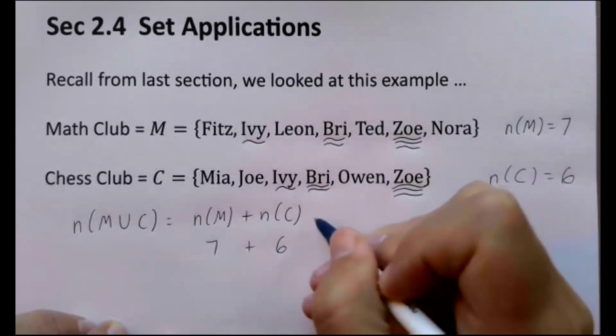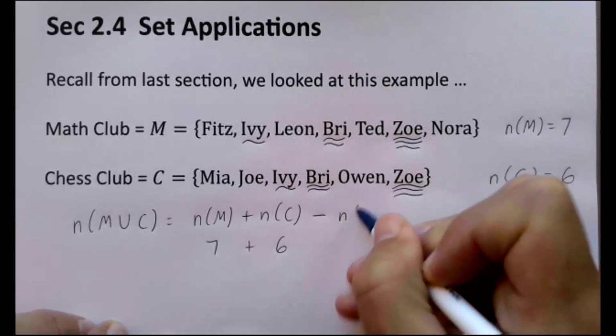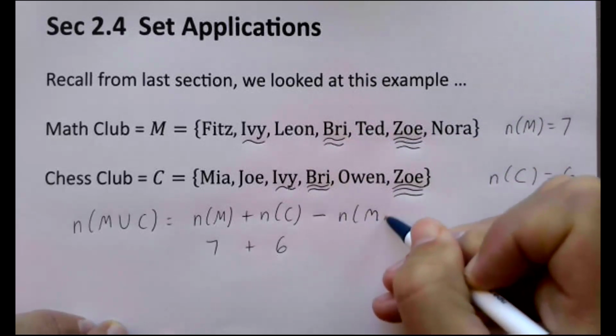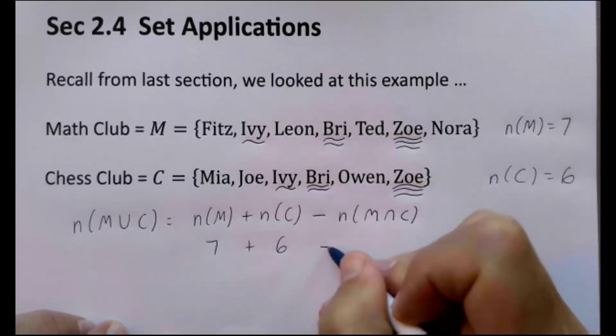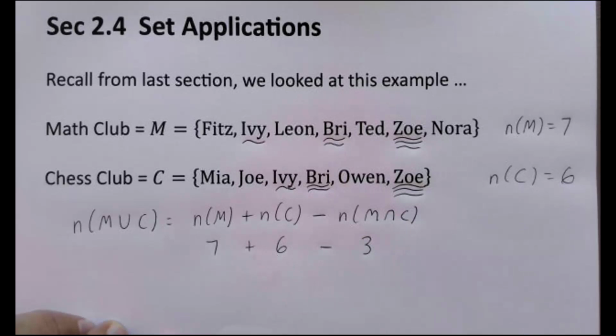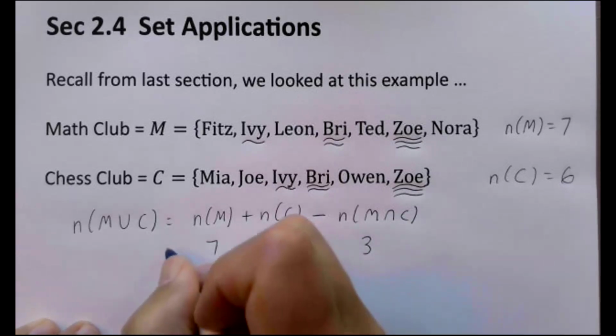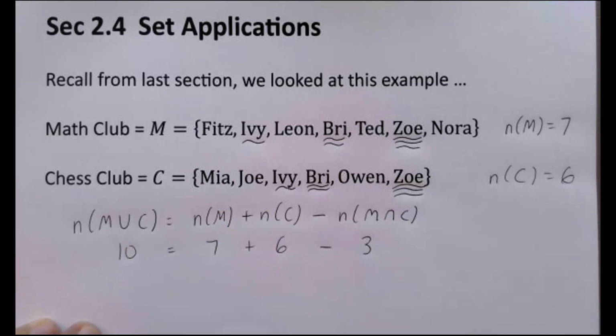That's why the formula we just looked at said you have to fix that double counting by subtracting the number of elements in the intersection of the two sets. The intersection of the two sets would be Ivy, Bree, and Zoe, those 3 people. And now this is all correct. 7 plus 6 is 13, take away 3, that does equal 10. Everything works out now.